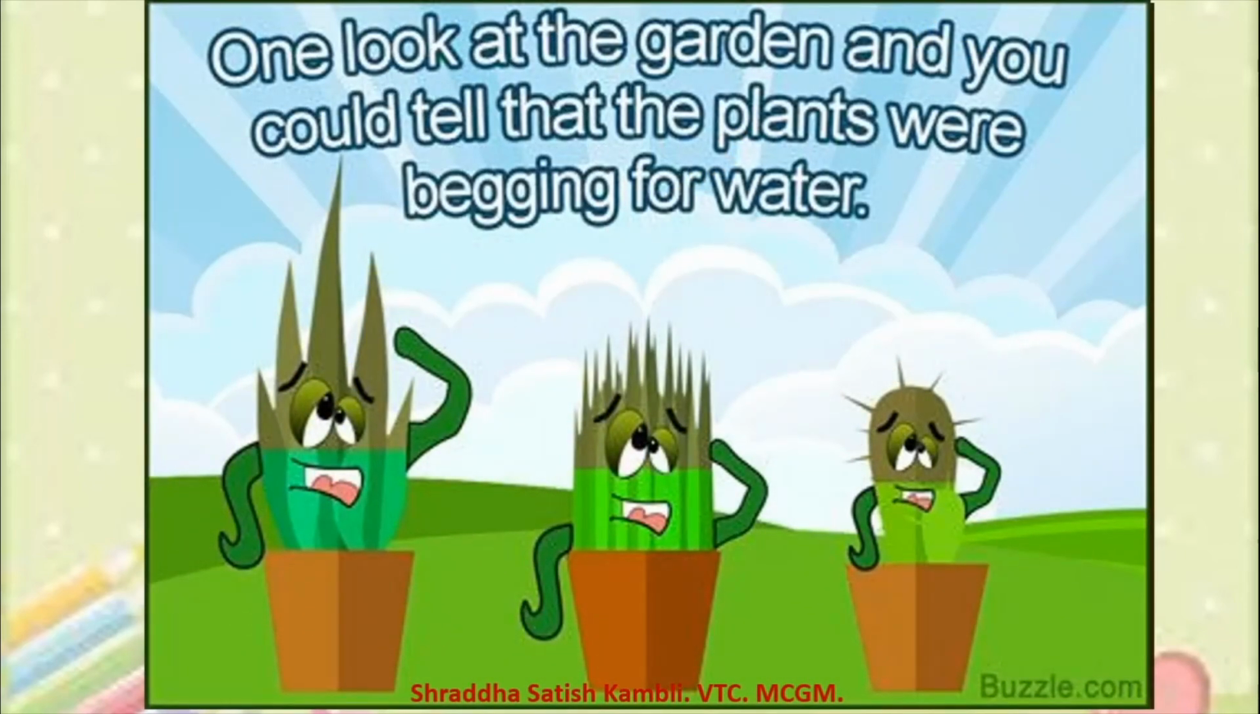Look at the garden, or look at the plants. They are out in the hot sun and they have withered actually. You must have seen this if you have a garden at home, or even if you have a potted plant at home. If you do not give it water for some days, it withers and then it dies away, isn't it? So here they are saying, one look at the garden and you could tell that the plants were begging for water. So don't you think this is a little too much? Do the plants talk? Can the plants beg for water? So this is an example of personification, where you're saying that the plants were begging for water. Alright, so this was the figure of speech, personification.